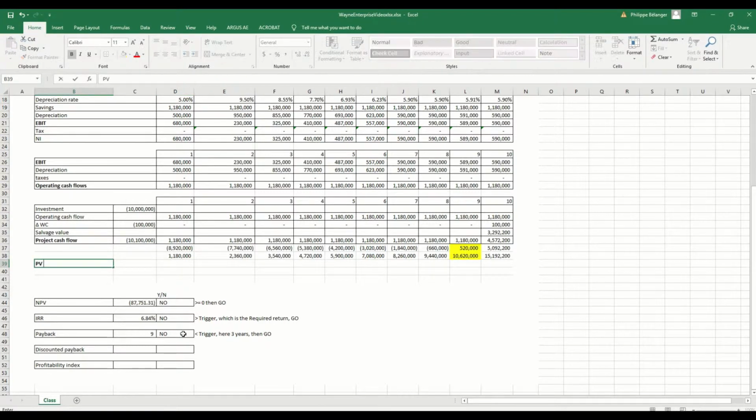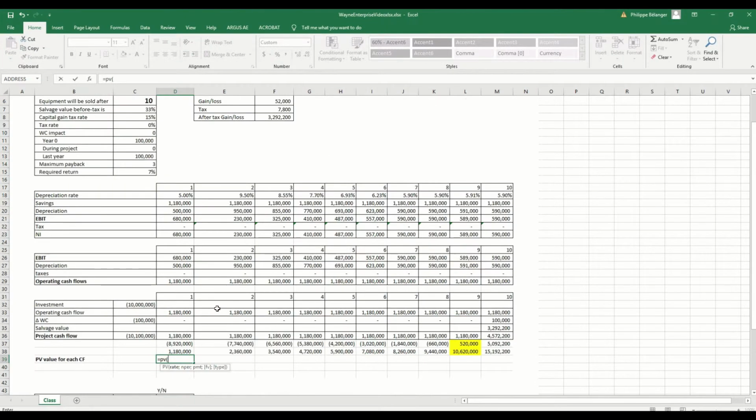So let's compute the present value for each cash flow. We'll use the PV function of Excel. PV, 7%, number of periods. And since I want to copy paste, I will use F4 on the 7%. The cash flow is 1.18 million. And the number of periods is 1 year. Payment is 0. The future value, because there is no cash flow each year. It's only one cash flow that I want to have the present value of. So I have a 0 payment.